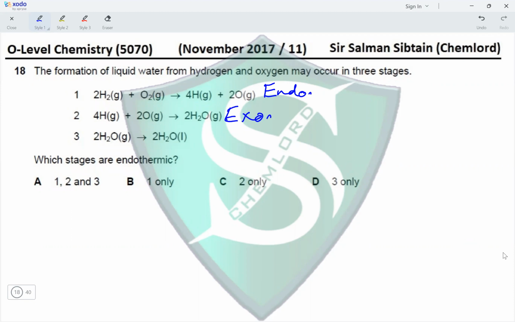And in three, we've got steam condensing to liquid water. The change of state from gas to liquid releases energy, making this step also exothermic. So the question is, which stage is endothermic? So the only stage that is endothermic is stage one, making option B the correct option for this question.